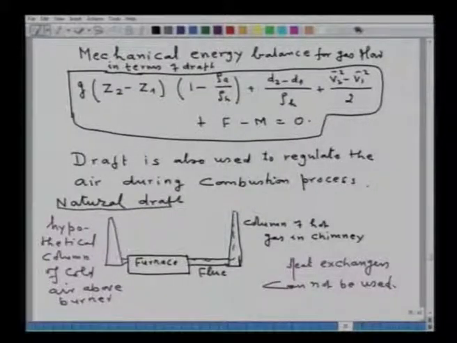So, this natural draft is also used or can be used to regulate the flow of air into the furnace, but then the use of heat exchanger is not possible. Now, another type of draft that we have is the induced draft. Now, induced draft, let us again consider a furnace.